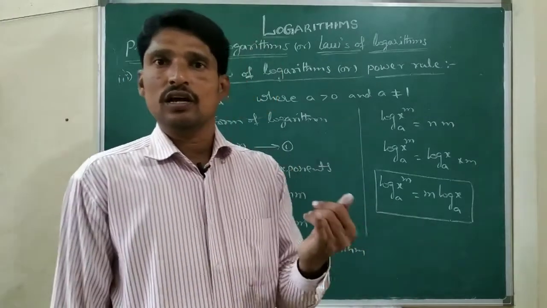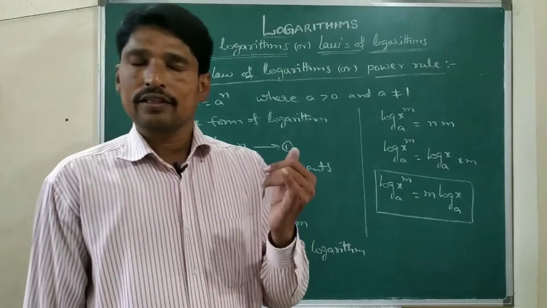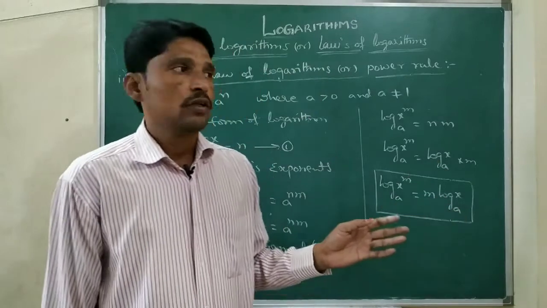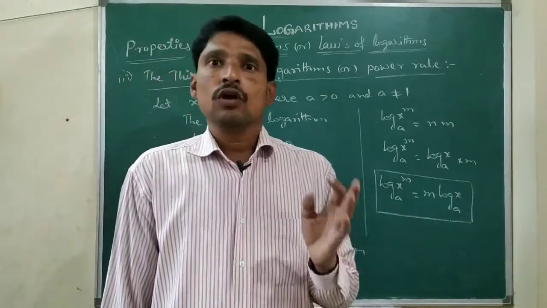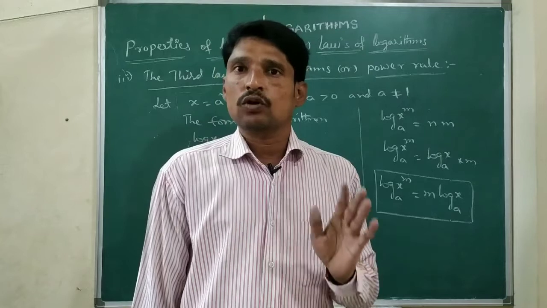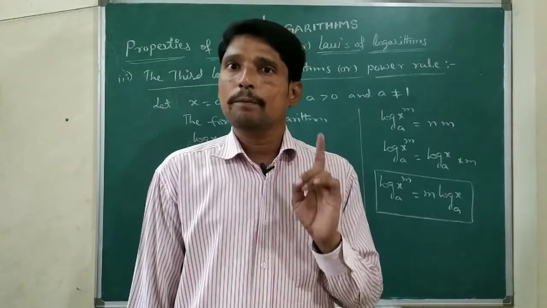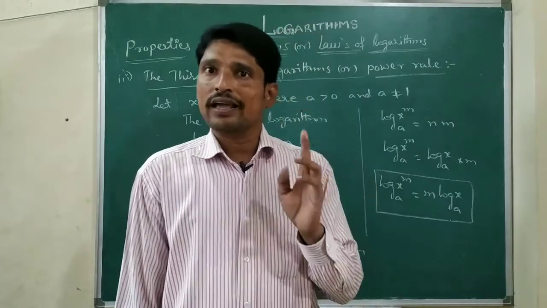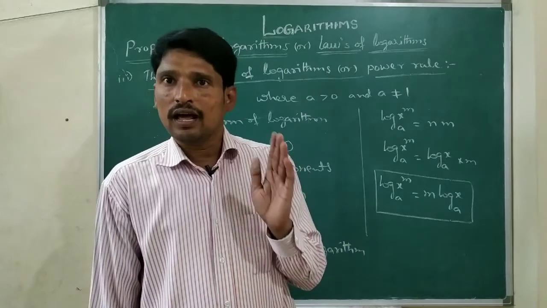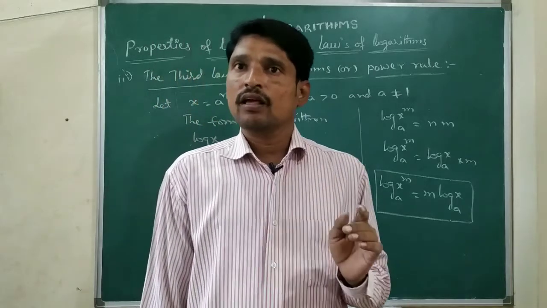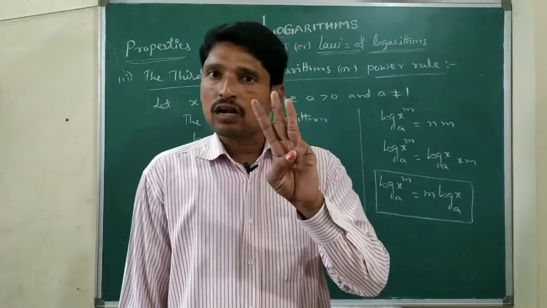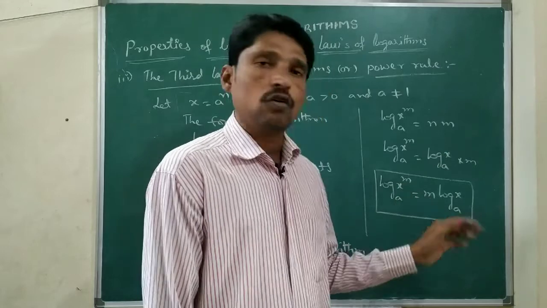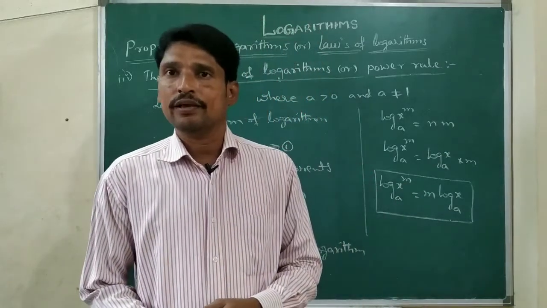Already we discussed the first law, that is the product rule, the second law, that is the quotient rule, and the third law, that is the power rule. So what is the first rule? Log xy to the base a equals log x to the base a plus log y to the base a. The second one is log x by y to the base a equals log x to the base a minus log y to the base a. The third rule, that is the power rule: log x power m to the base a equals m log x to the base a.